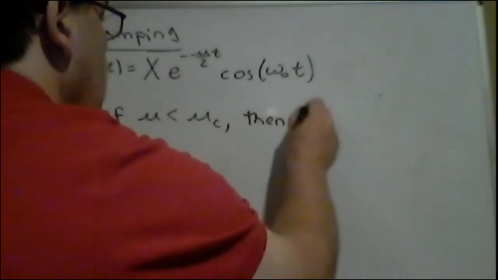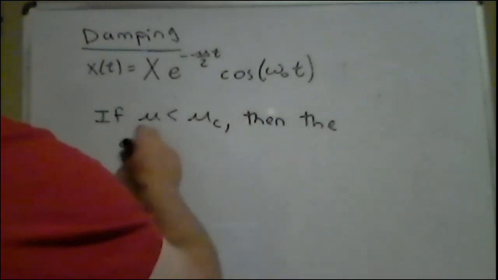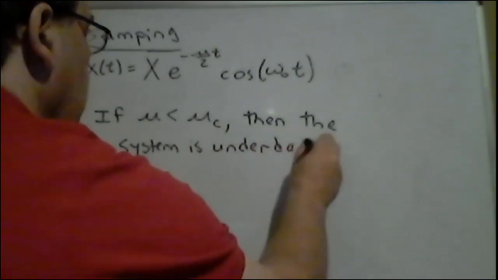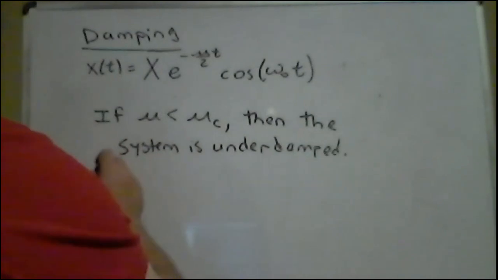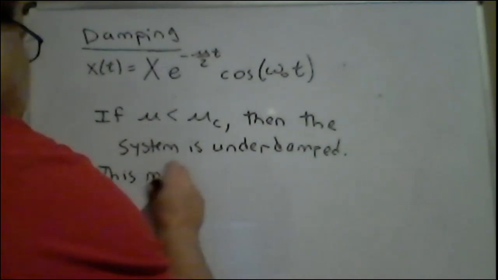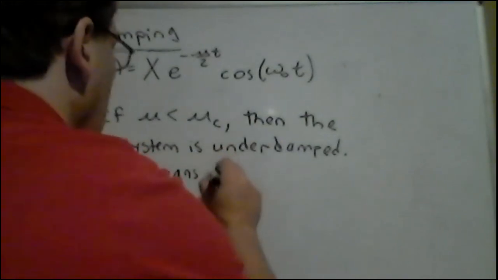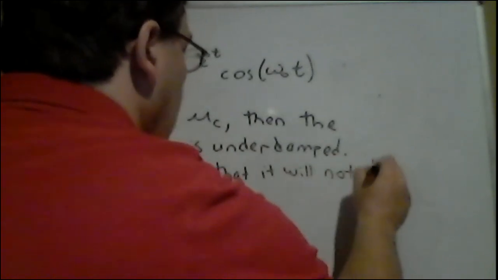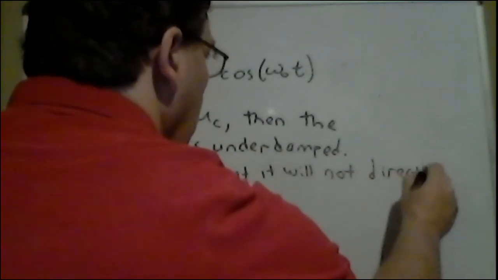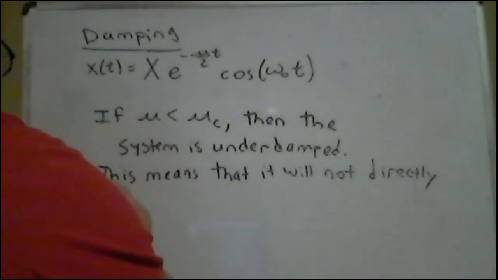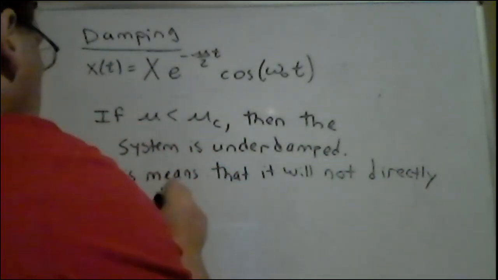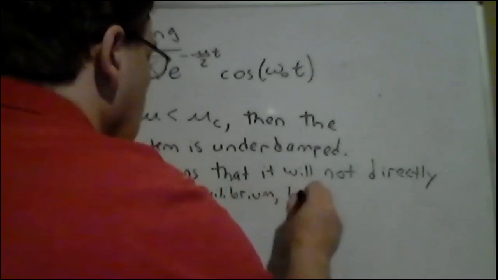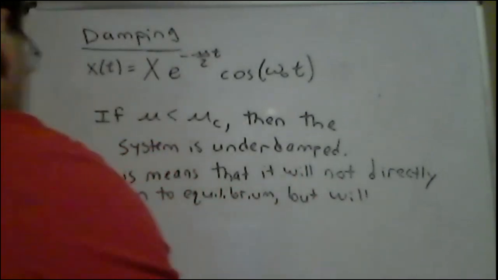So then the system is underdamped. This means that it will not directly return to equilibrium, but will what we call overshoot.